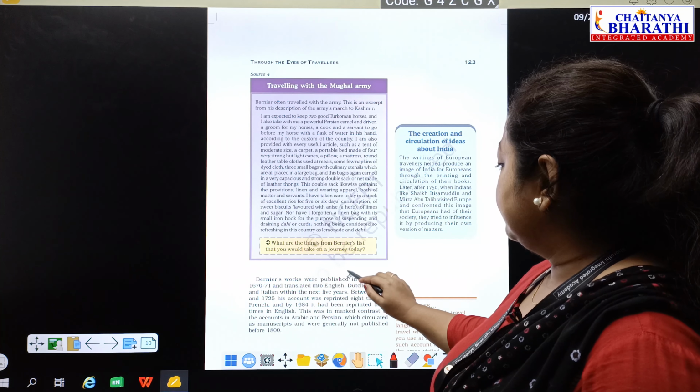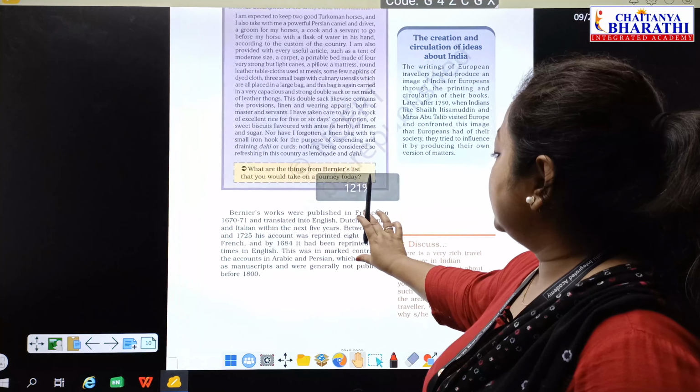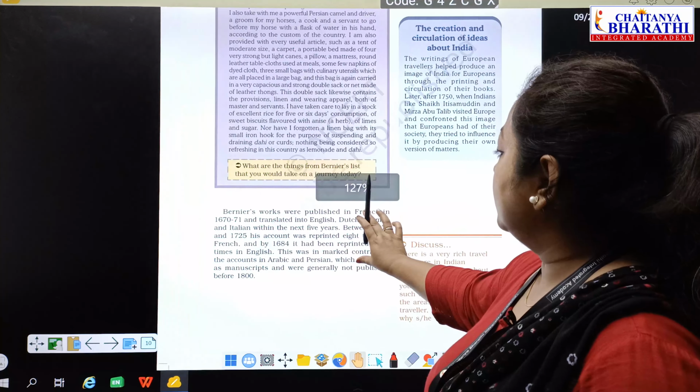Next, let's see how his work was published. Bernier's works were published in France in 1670 to 71 and translated into English, Dutch, German and Italian within the next 5 years. Between 1670s and 1725, his account was reprinted 8 times in France. That means the interest in the account was greater in France, and therefore it was reprinted 8 times.